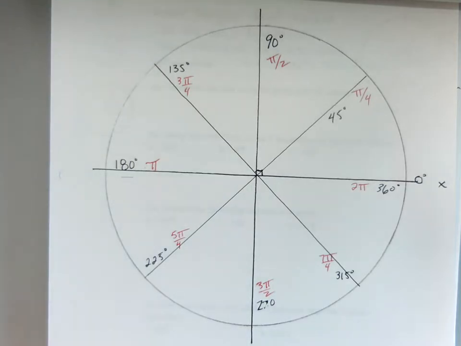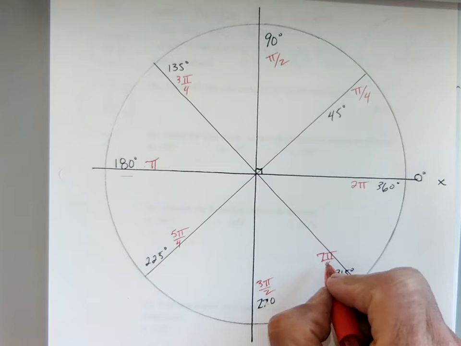Now we have other angles that we want to put in there. We want to put in our special, yes, Faith? That is a 7. That's a bad looking 7. Thanks, Faith. That's a 7 pi fourths, okay?